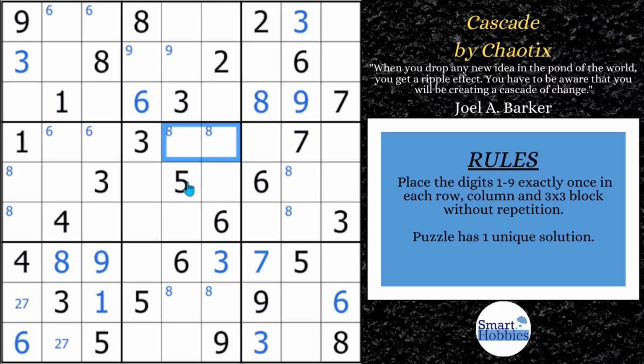Okay, let's also look at the 9s. So you got these 2 9s. Only 2 possibilities for a 9 in block 4 is right there. And then with these 2 9s, only possibility for a 9 in block 6 is right there.